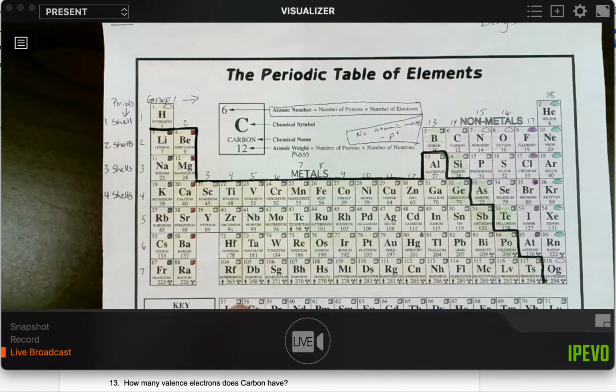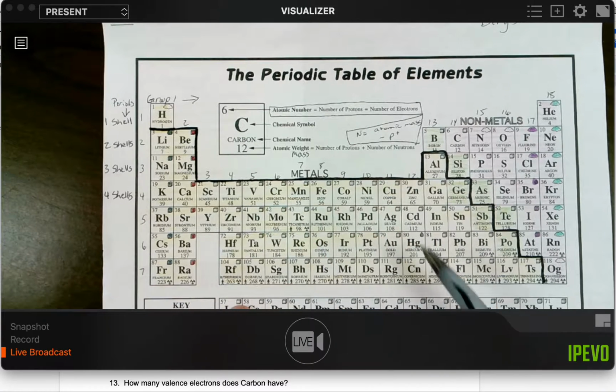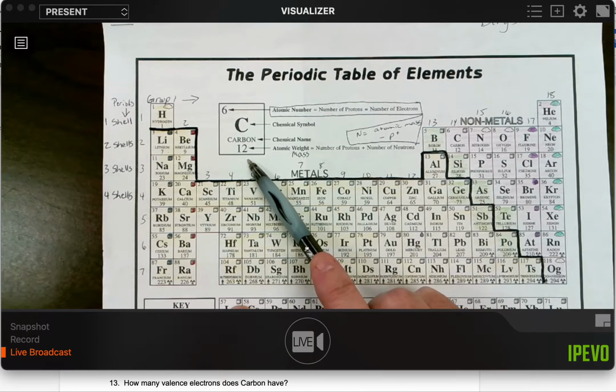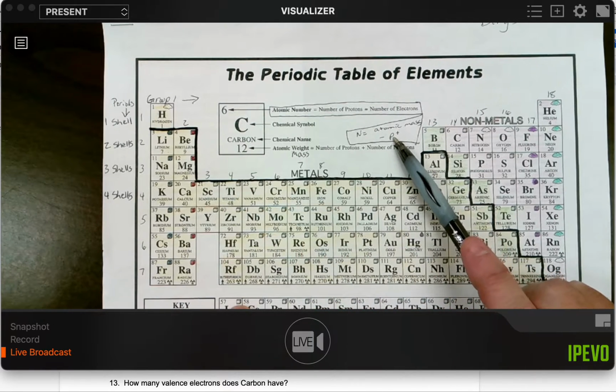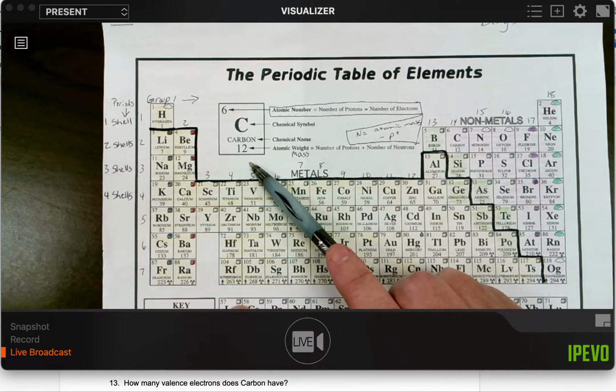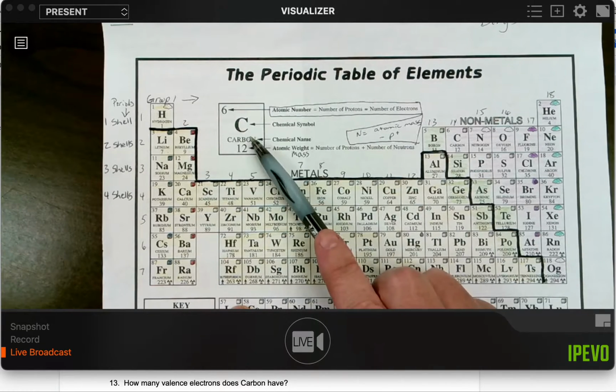All right, so to calculate protons, neutrons, and electrons. Protons and electrons, remember, come right from here. Calculating neutrons, we take the atomic mass, 12, and we subtract the number of protons, 6. 12 minus 6 is 6. So that would give us 6 protons, 6 electrons, and 6 neutrons for carbon.